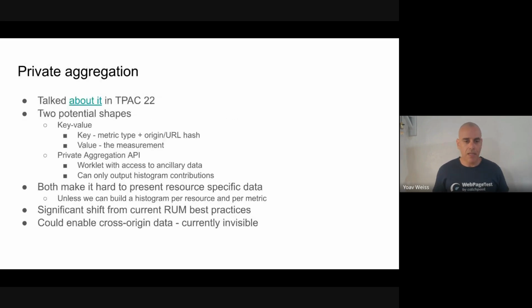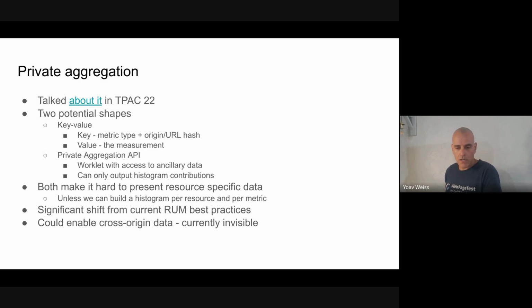And then that brings us to private aggregation. This is something we talked about in TPAC last year. This can have two potential shapes, at least in the rough sketch that we have of these APIs from the privacy arena and from the private advertising arena.